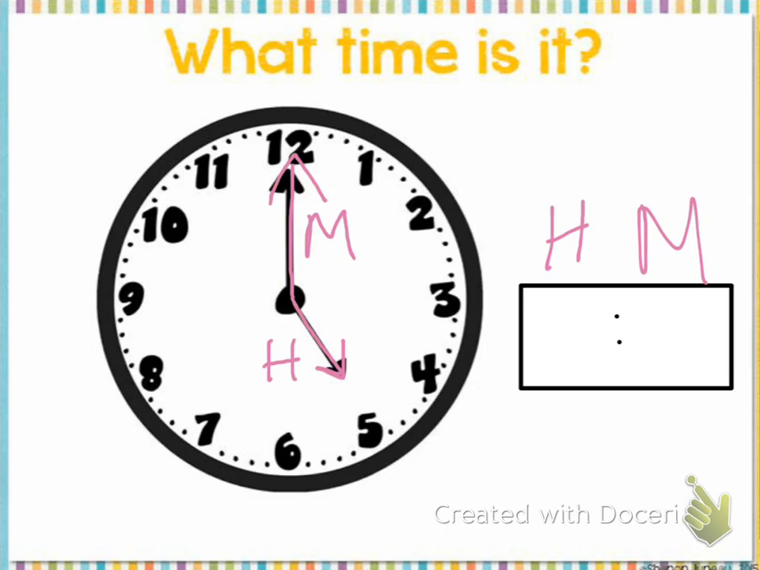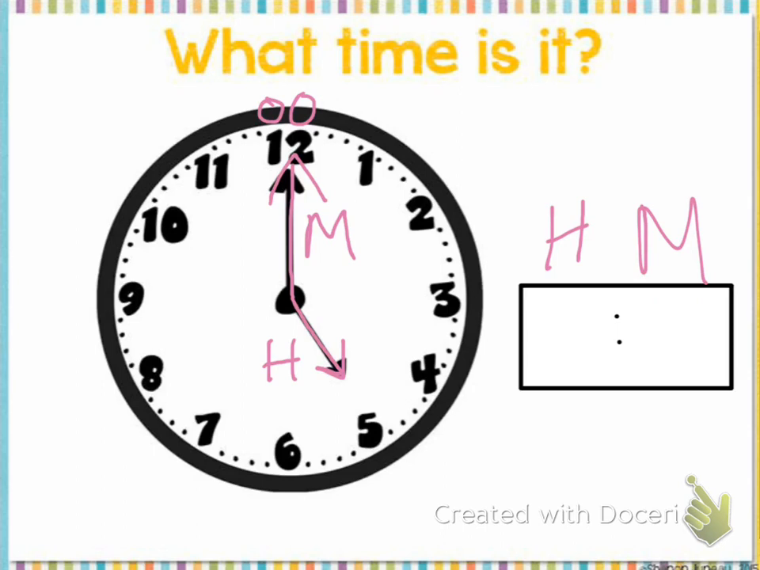Now, we know that for minutes, we don't use these numbers. Minutes use secret numbers. So we know that minutes have different numbers they use. The hours use these numbers that are around the clock. Minutes use secret numbers, which would be the 00 for the 12.